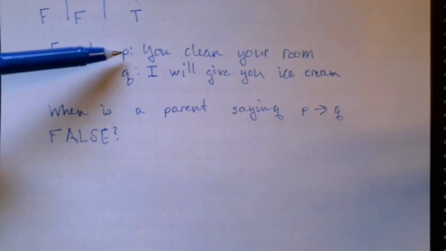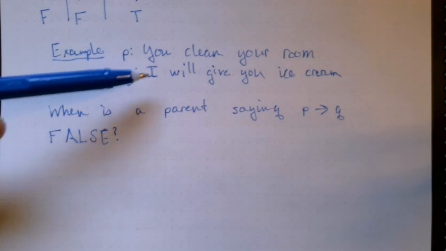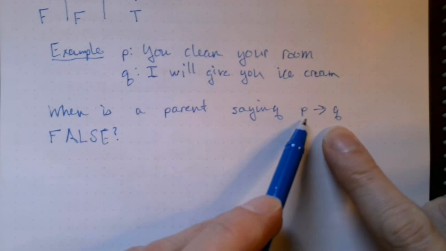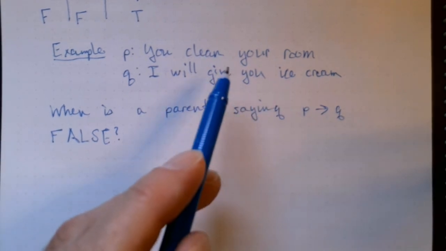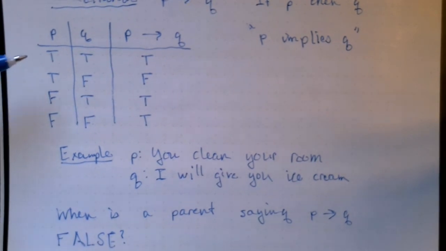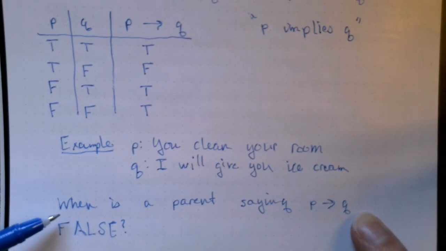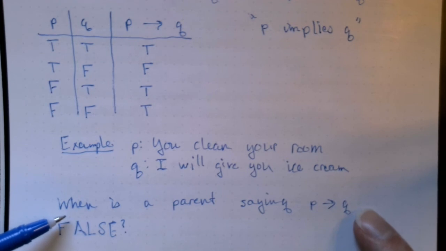Let's look at this example. Let P be the statement, "you clean your room." Q is the statement, "I give you ice cream." So this would mean, if you clean your room, then I will give you ice cream. Let's imagine that a parent said that to their child. Let's think about the truth table. What I want to think about is, under what conditions can we say the parent was lying?